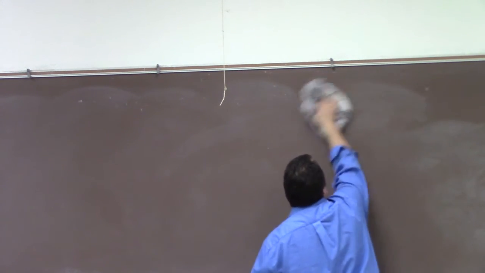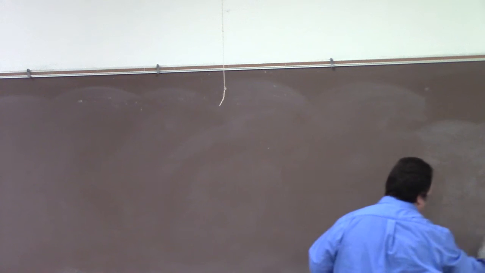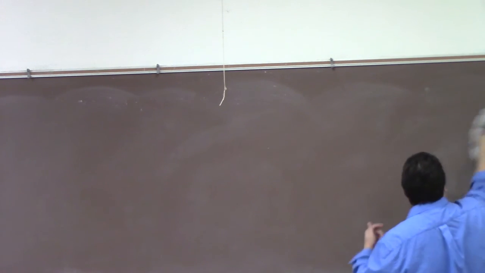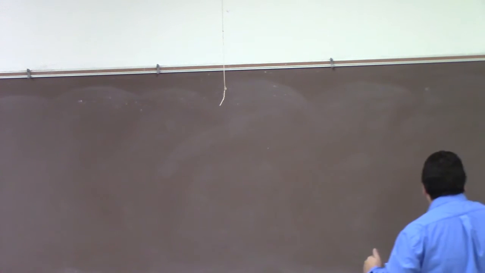Once we've understood how to multiply polynomials, then we can start attacking the question of how to factor polynomials, because factoring is essentially unmultiplying them. All right, so we're going to start now with some examples of multiplying polynomials.